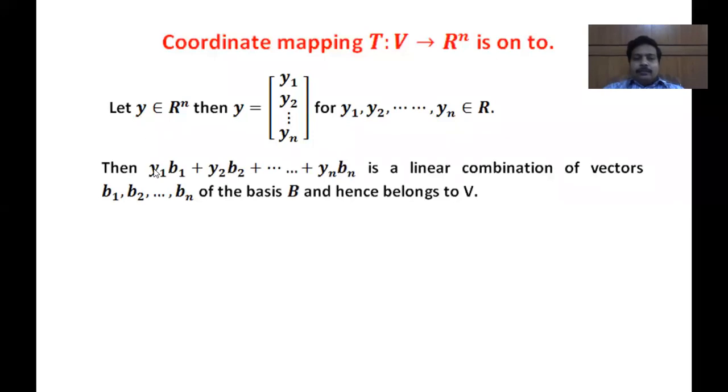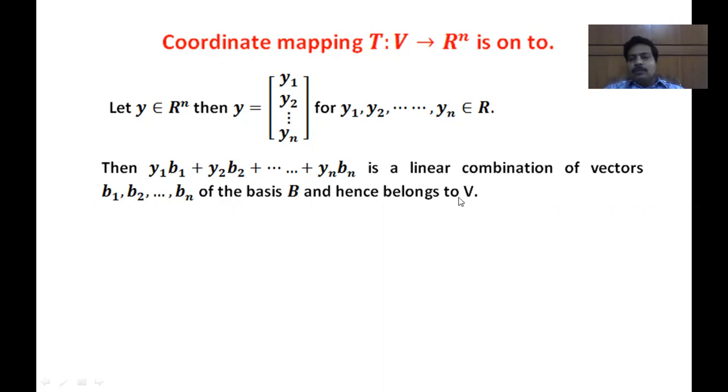Then y1 b1 plus y2 b2 and so on yn bn. This will be a linear combination of vectors b1, b2 and so on bn of the basis of V. So since V is a vector space, the linear combination of some of the vectors of it is again in V. So this linear combination is also a vector of V.